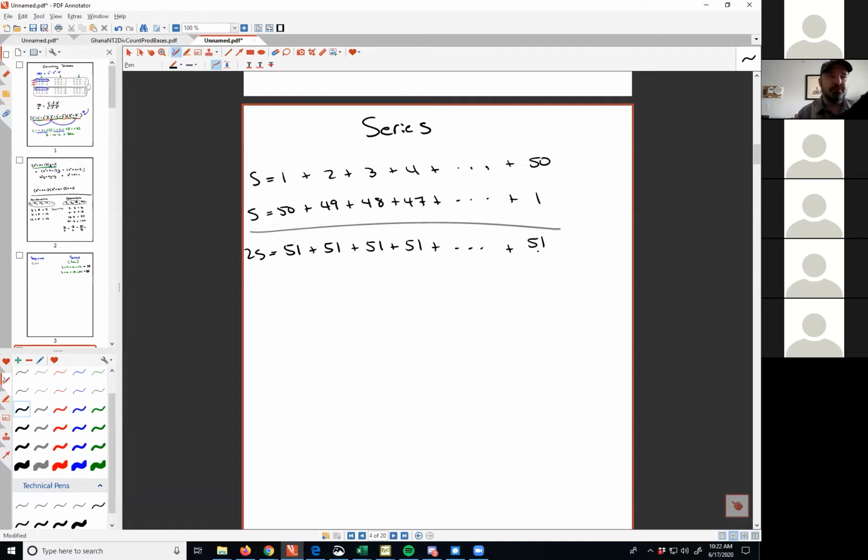And how many total terms do we have? 50. Oh, but then we've added them together, so we have 2 times the series sum. And that's when we can divide by 2. And I'm not even going to bother simplifying the way that I write it. Actually, well, we'll go ahead and compute.